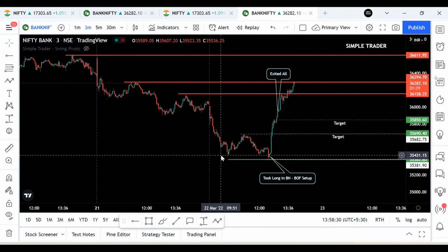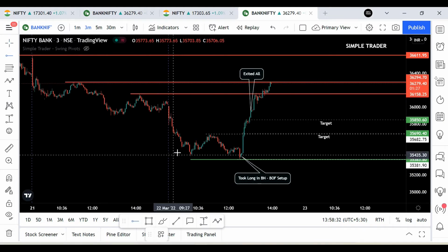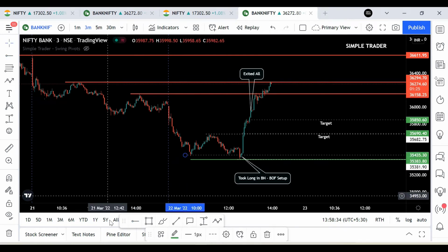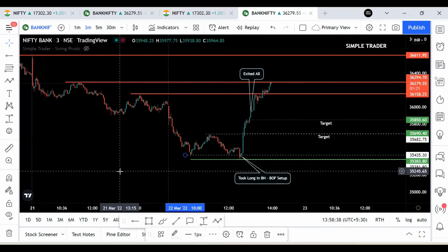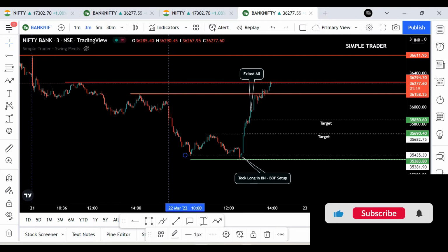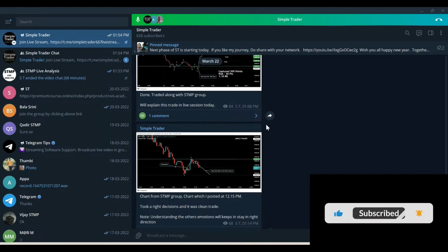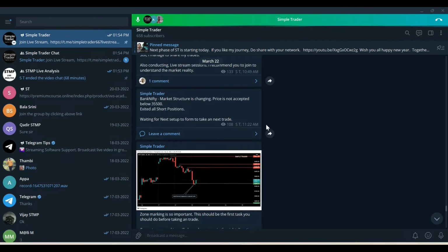This is actually a BYF setup for you. So look, this was your day low in that period of time, right? And before that, I'll also share. See, look at this zone.